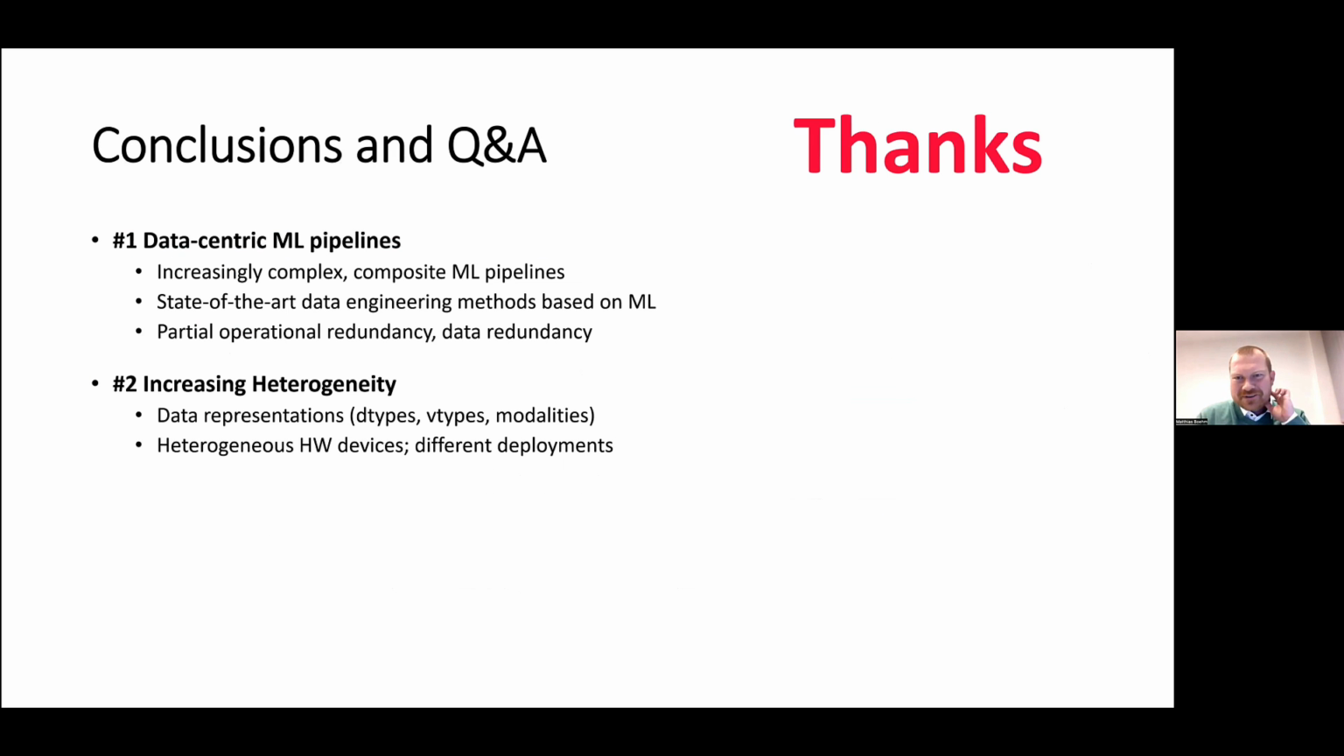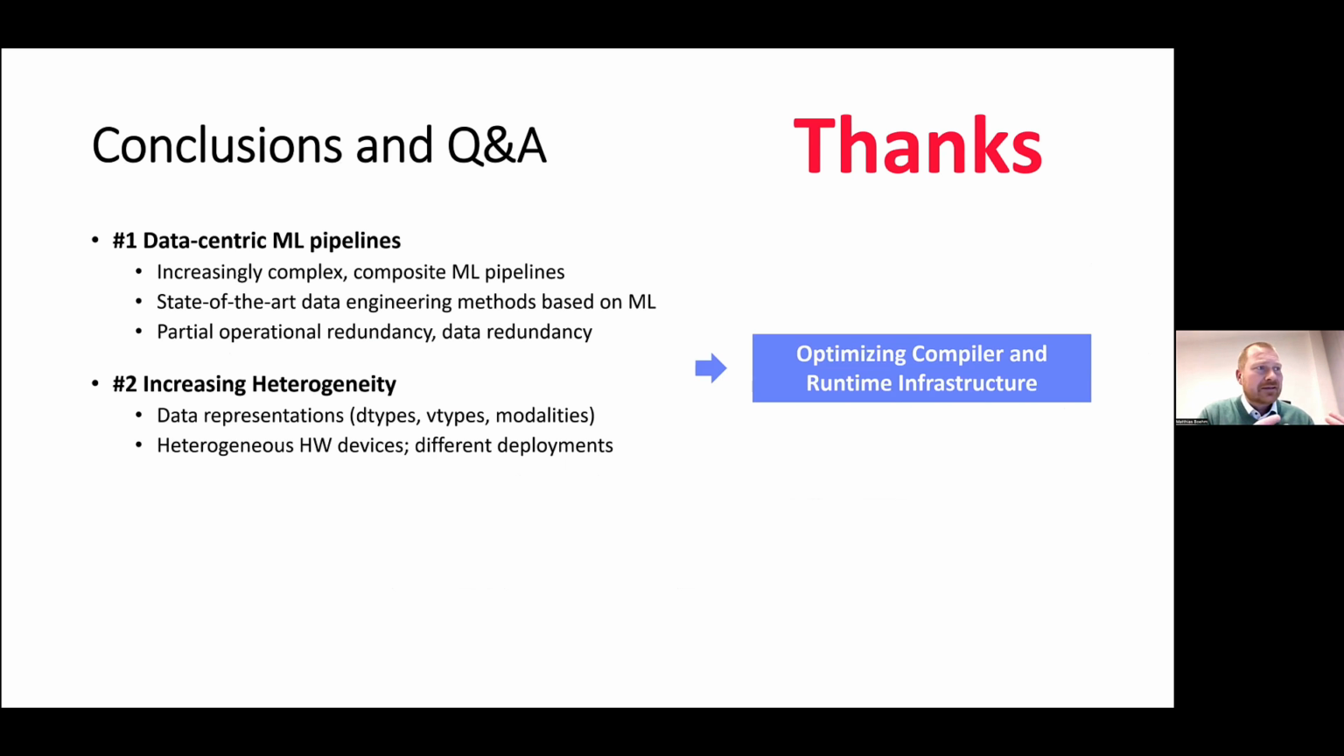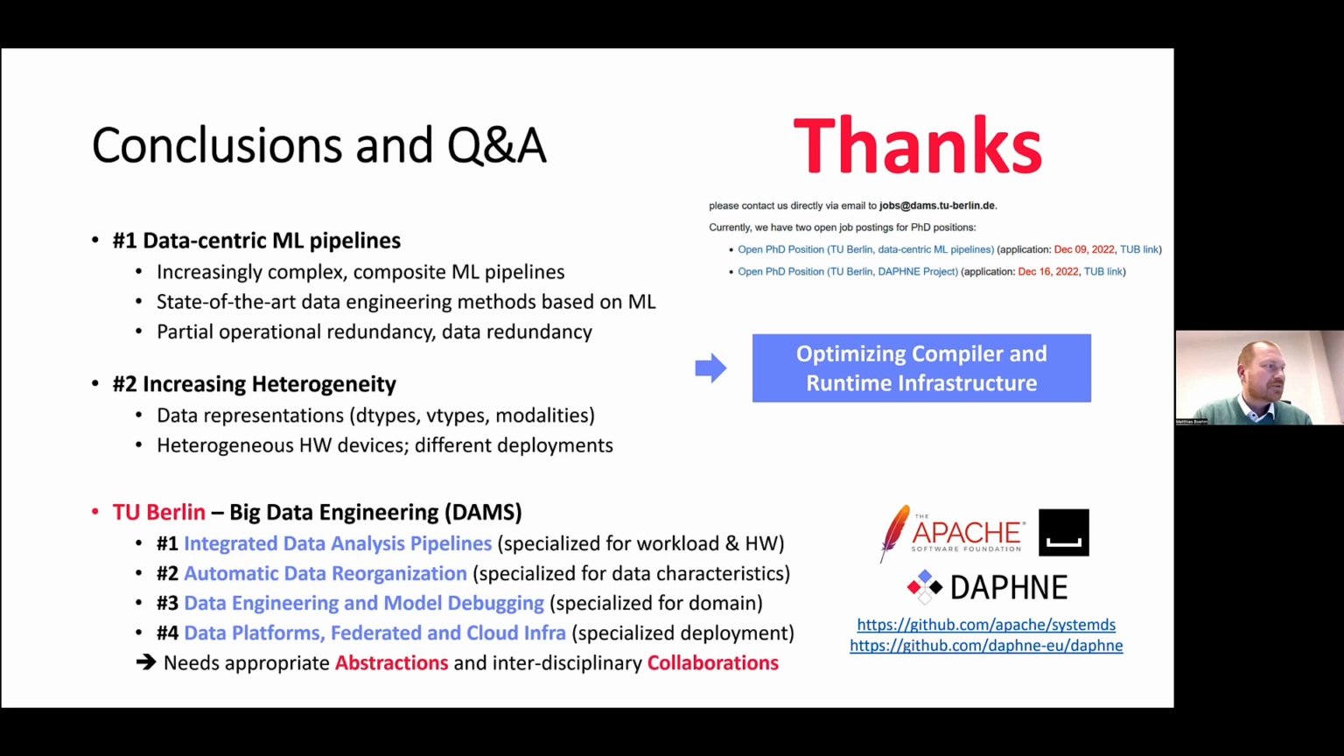And since we're exactly on the hour already, a quick summary: we talked about data-centric ML pipelines and this increasing specialization, and with that increasing heterogeneity. For us, the conclusion is really that optimizing compiler and runtime infrastructure becomes increasingly important in order to deal with this increasing specialization. And that's pretty much what we will be doing with my group, at least for the next 5 years.